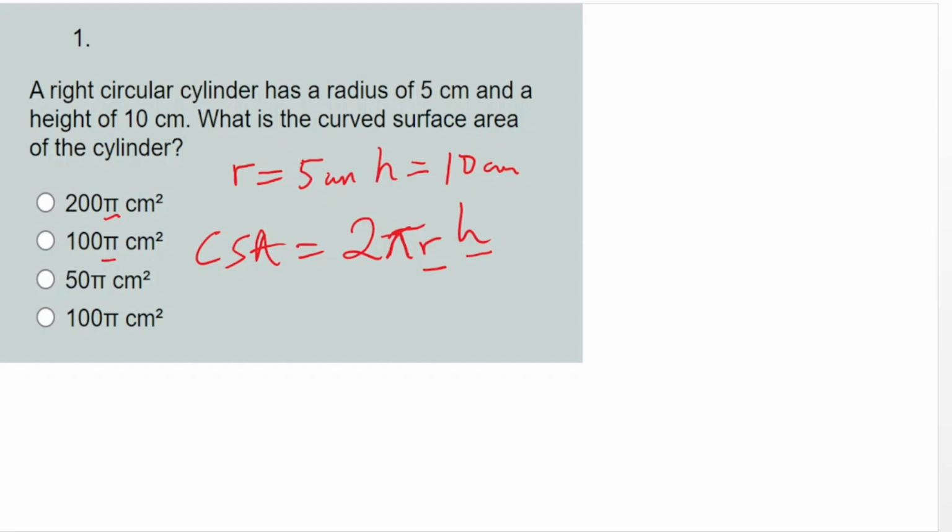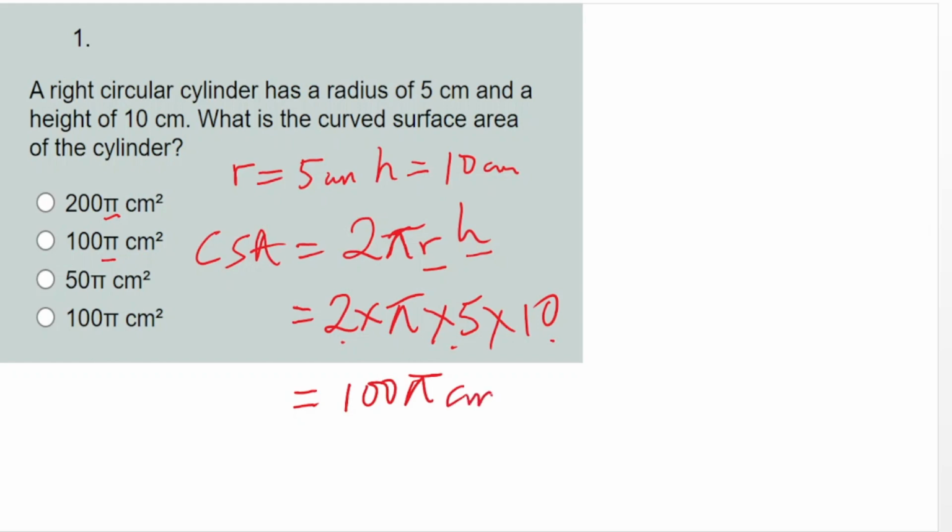So we're going to have 2 multiplied by pi, multiplied by the radius, which is 5, multiplied by the height, which is 10. So 2 times 5 is 10, 10 times 10 is 100, that is 100 pi centimeters squared. And that is this option here.